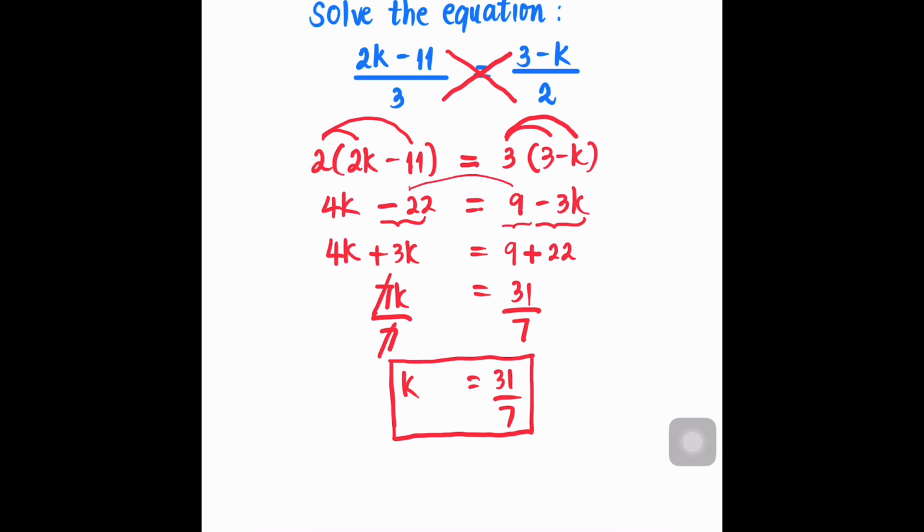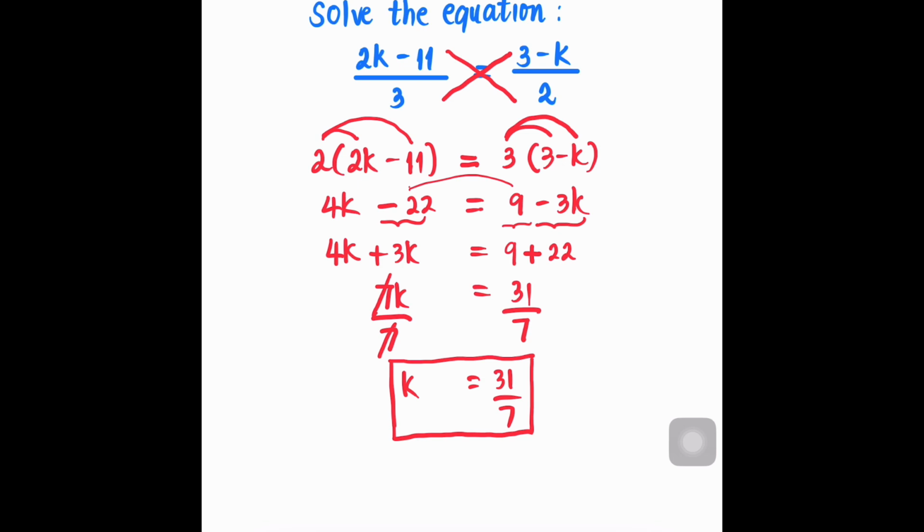So again, if you want to check if the answer is right, then you can just simply plug in 31 over 7 to the original equation k and simplify. And make sure you get a balanced equation. If that happens, then the value of k that you got is right.